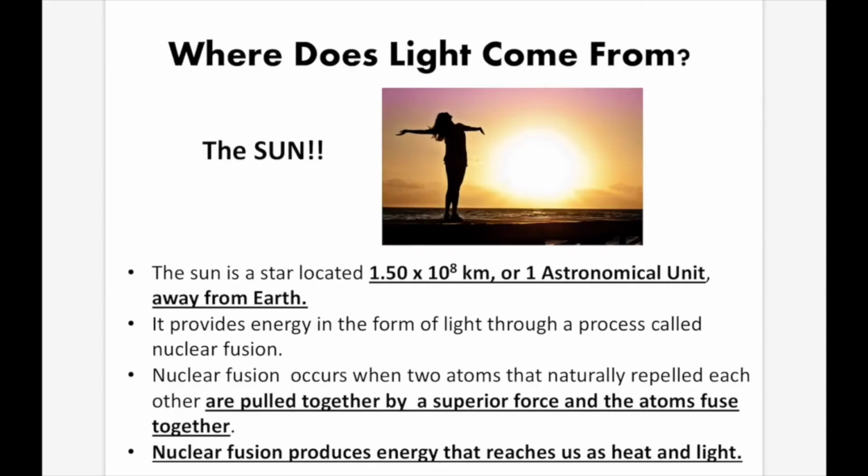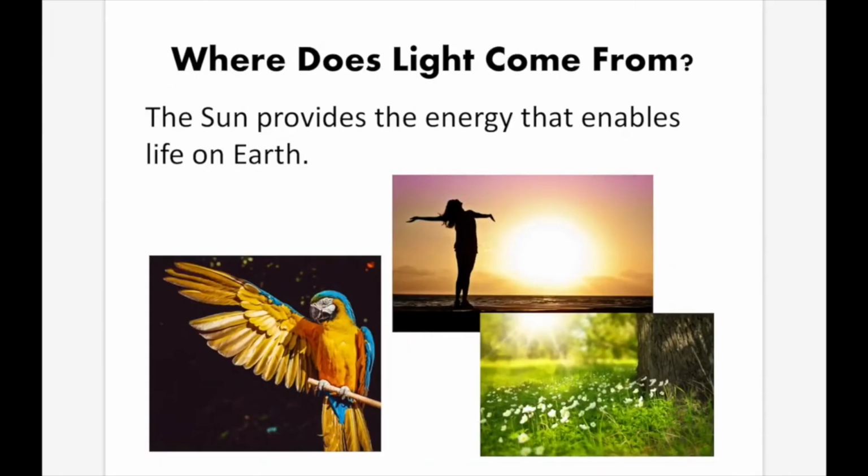So where does light come from? Well, it all comes from the sun. It provides energy in the form of light through a process called nuclear fusion. Nuclear fusion occurs when two atoms that naturally repel each other are pulled together by a superior force and the atoms fuse together. Nuclear fusion produces energy that reaches us as heat and light. The sun provides the energy that enables life on Earth. Without it, we wouldn't be able to survive, nor would anything else.